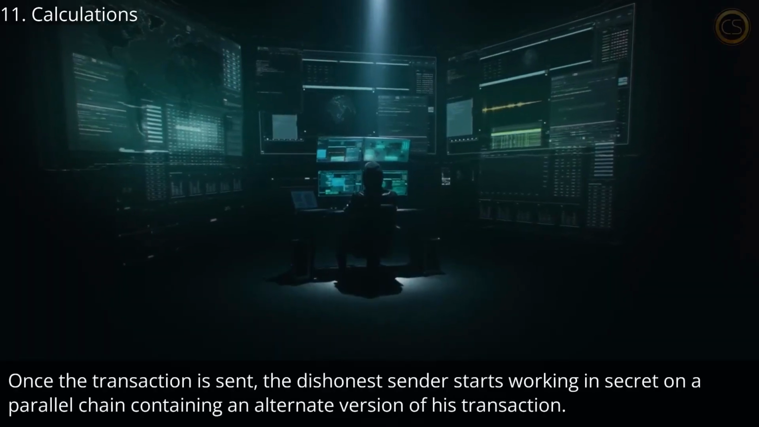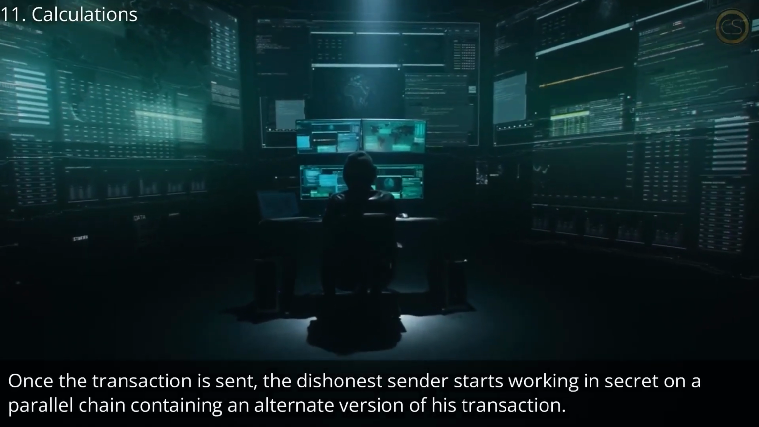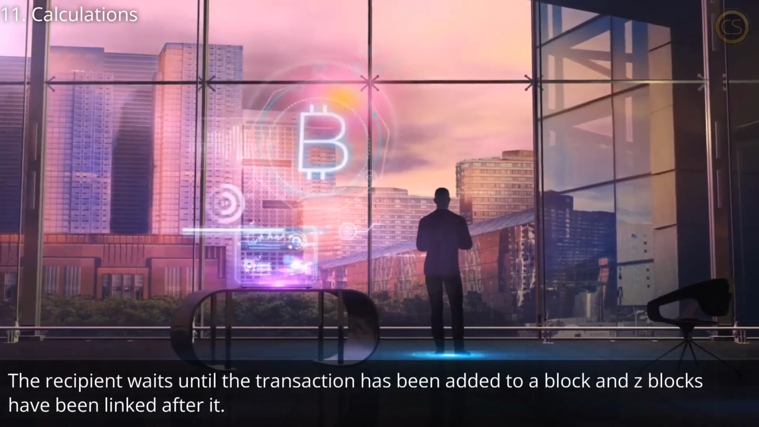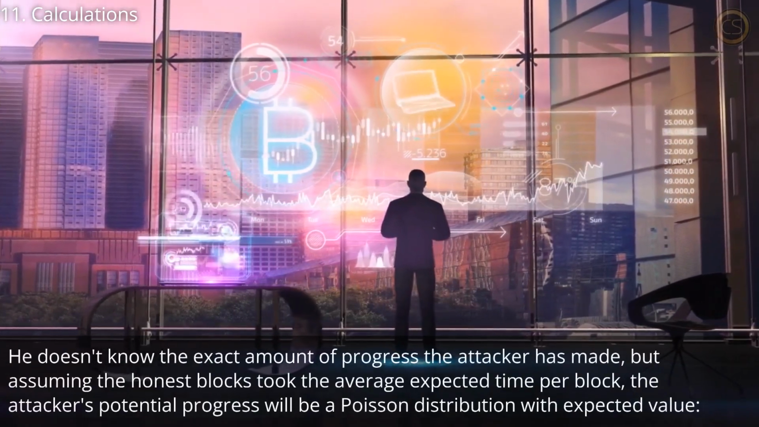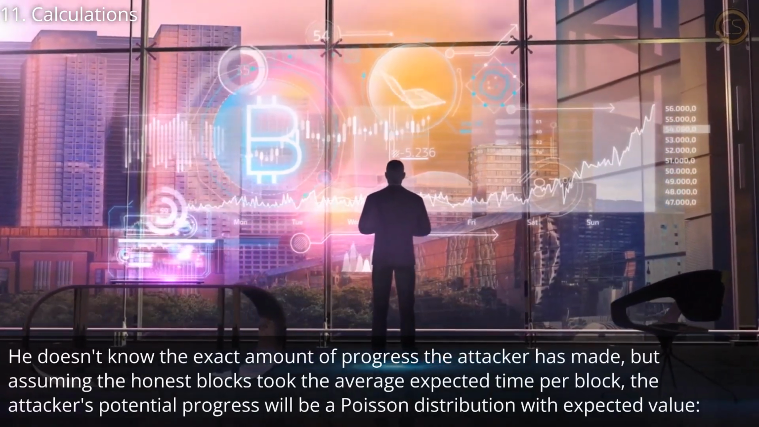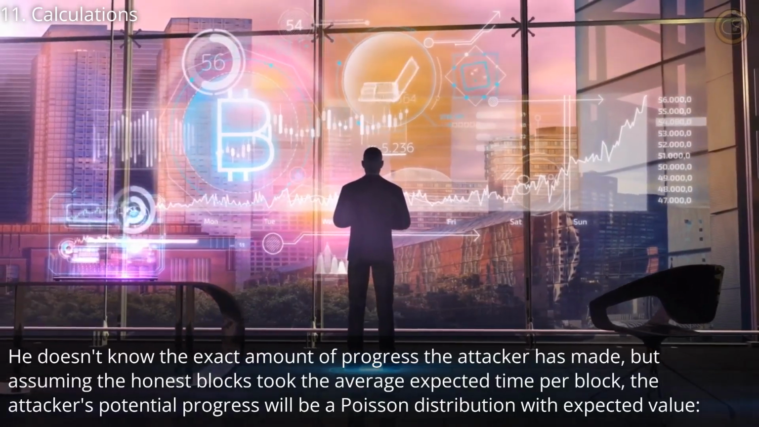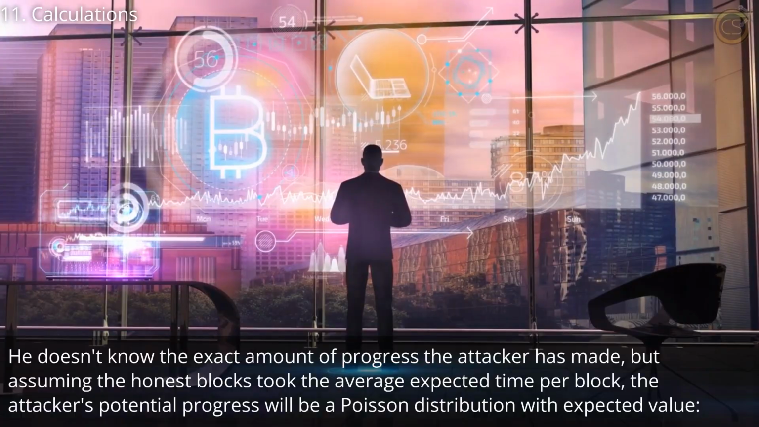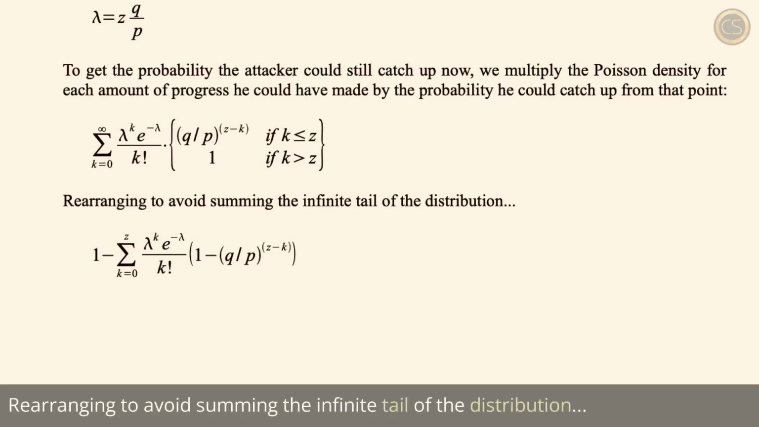Once the transaction is sent, the dishonest sender starts working in secret on a parallel chain containing an alternate version of his transaction. The recipient waits until the transaction has been added to a block and Z blocks have been linked after it. He doesn't know the exact amount of progress the attacker has made, but assuming the honest blocks took the average expected time per block, the attacker's potential progress will be a Poisson distribution with expected value. To get the probability the attacker could still catch up now, we multiply the Poisson density for each amount of progress he could have made by the probability he could catch up from that point, rearranging to avoid summing the infinite tail of the distribution.